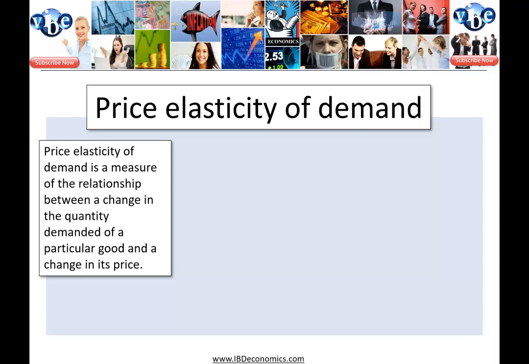Okay, we know that the law of demand states that as the price of a good increases, quantity demanded decreases, and price elasticity looks specifically at the degree of change in quantity demanded in regards to price increases and price decreases. So here we are. Here's our definition. Price elasticity of demand is a measure of the relationship between a change in the quantity demanded of a particular good and a change in its price. Sometimes the change in quantity demanded is large, sometimes it is relatively small. Price elasticity tells us which.